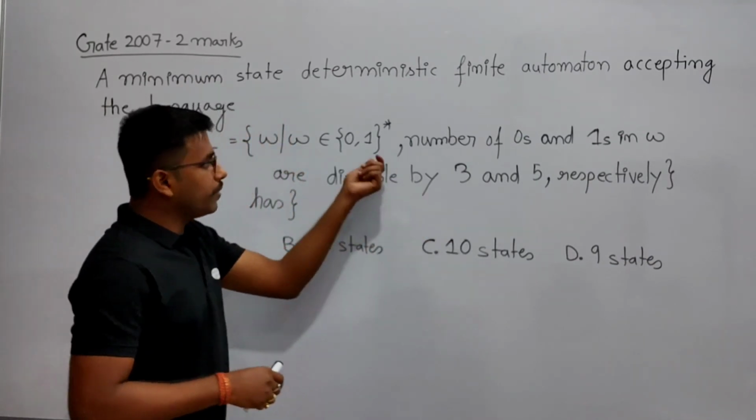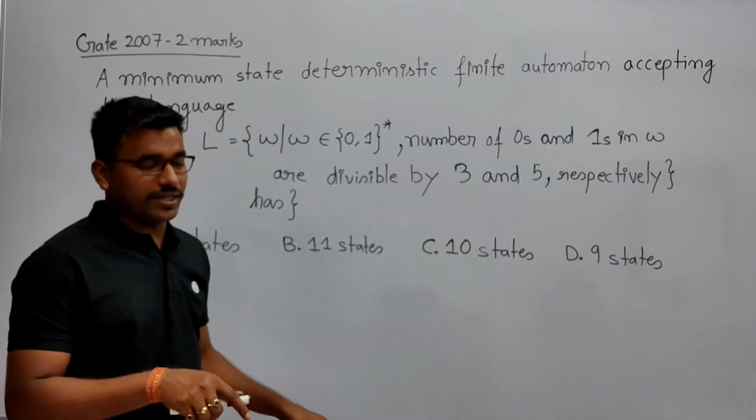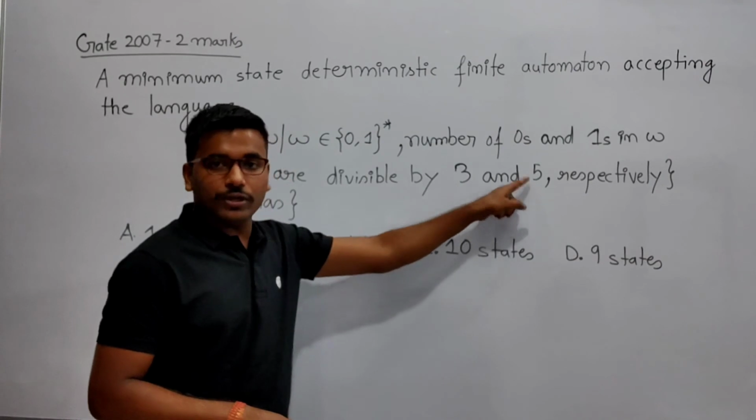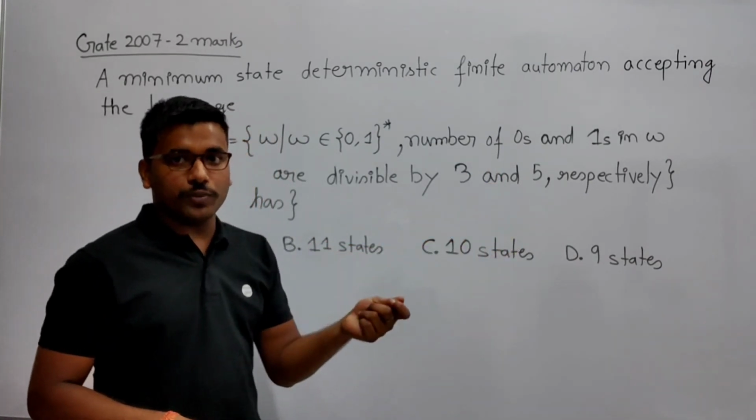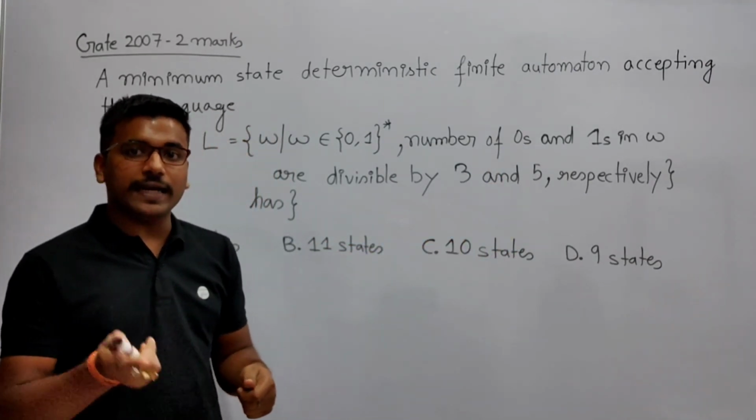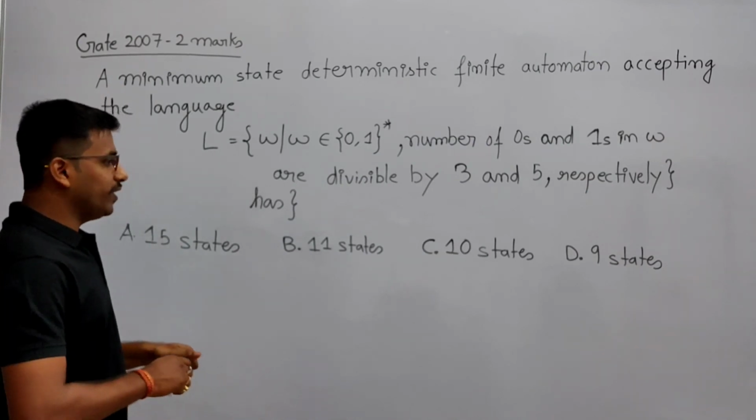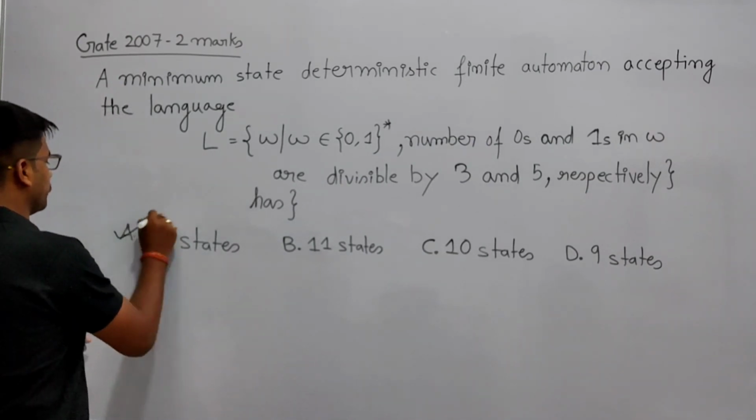Okay. So for the number of zeros divisible by 3, you require 3 states. Number of ones divisible by 5, you require 5 states. Then do the cross product, you will get 15 states and that is going to be the minimal. So 15 states you will require for this.